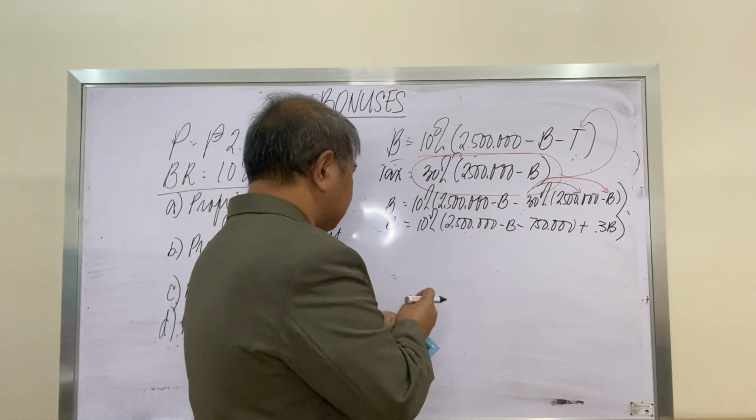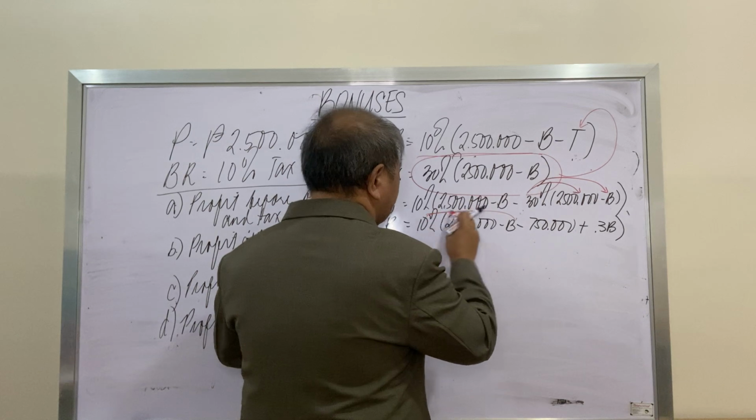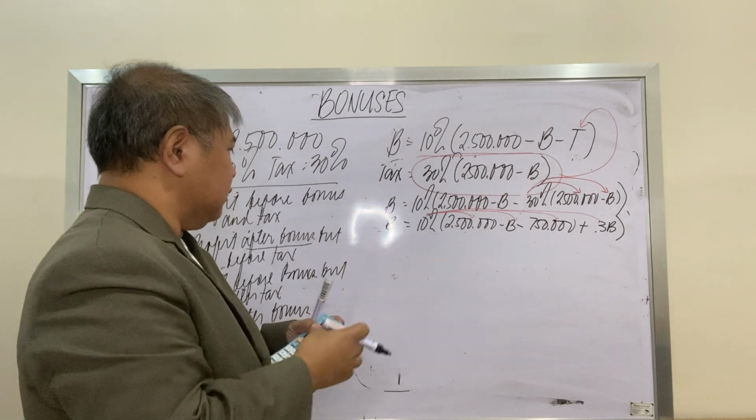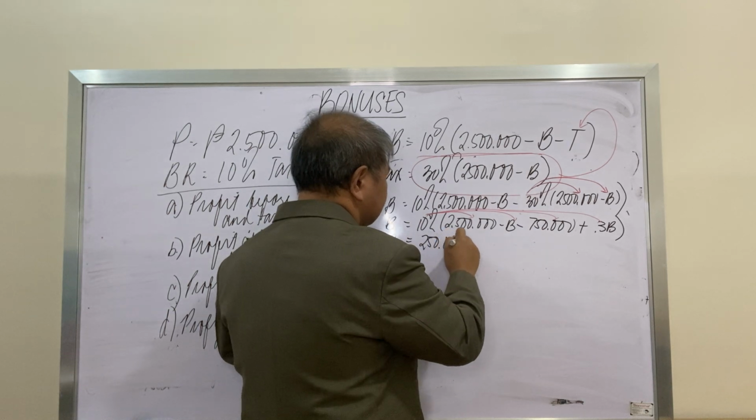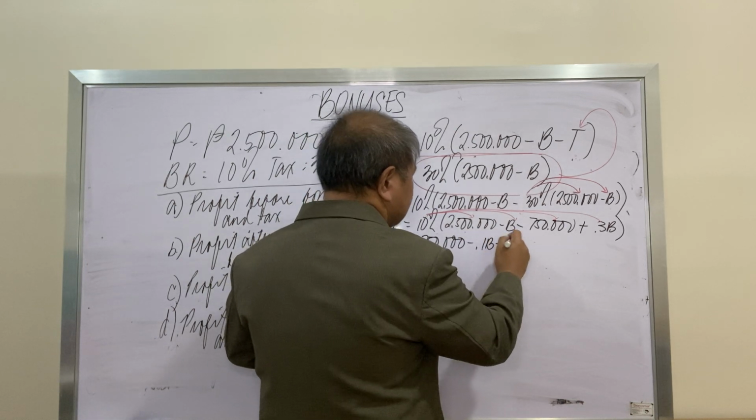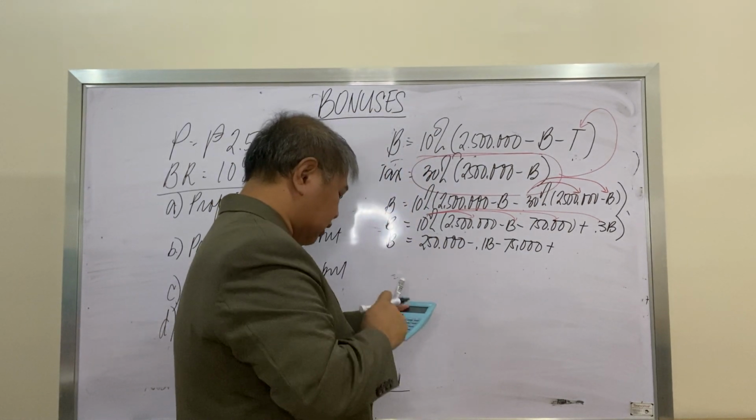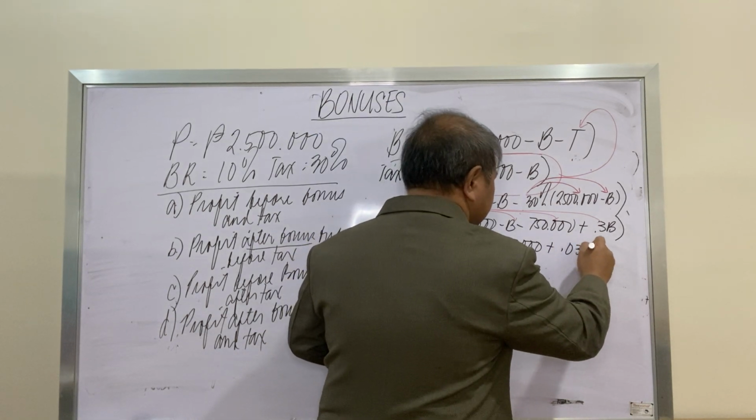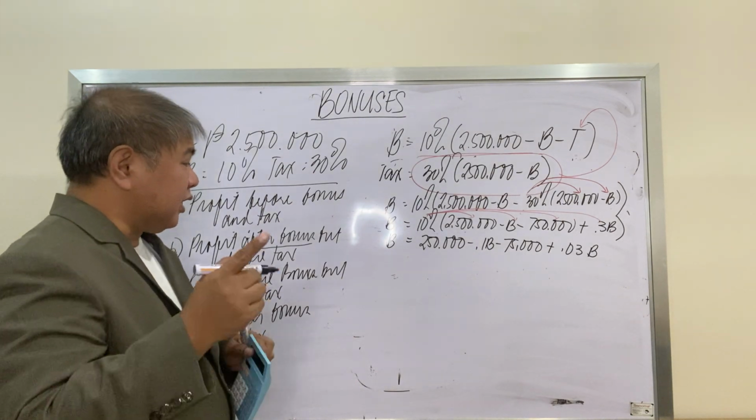Now again, we have to distribute this 10% to all the items inside the parentheses. Okay. So let's do it. So bonus is equal to 250,000, okay, minus 0.1 of B, minus 75,000, plus, okay, so that's 0.3 times 0.1, 0.03 of B. Okay, so now you have just one variable, that's letter B.